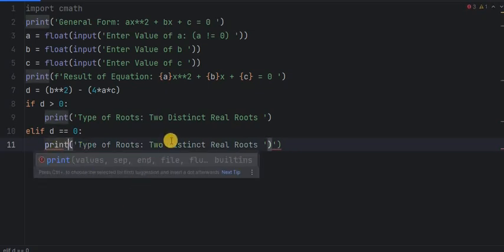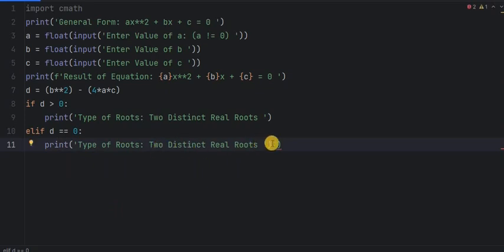So we have... what type of root are we going to have here? We are going to have two equal real roots. So you're going to change this thing to equal. Two equal real roots. So we can use else statement since we have else there.